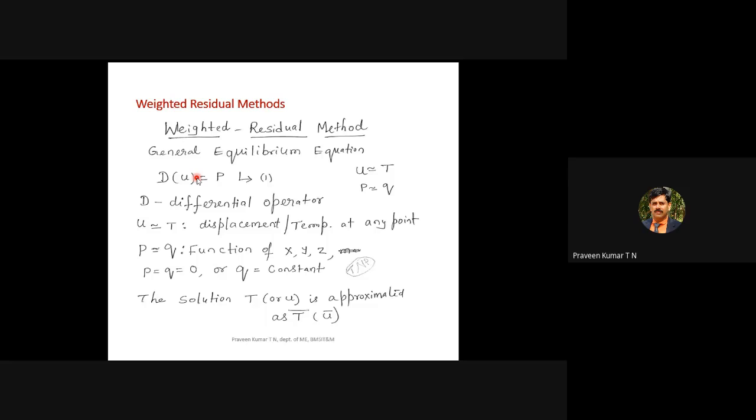In vibration, we studied the differential equation m x double dot plus c x dot plus k x is equal to f of t, for a forced vibration. The left hand side is a differential equation. In heat transfer also we have a set of differential equations. You have already derived a differential equation, a 3-term differential equation for 3-dimensional heat flow. The left hand side of the differential equation is referred to as D of u.